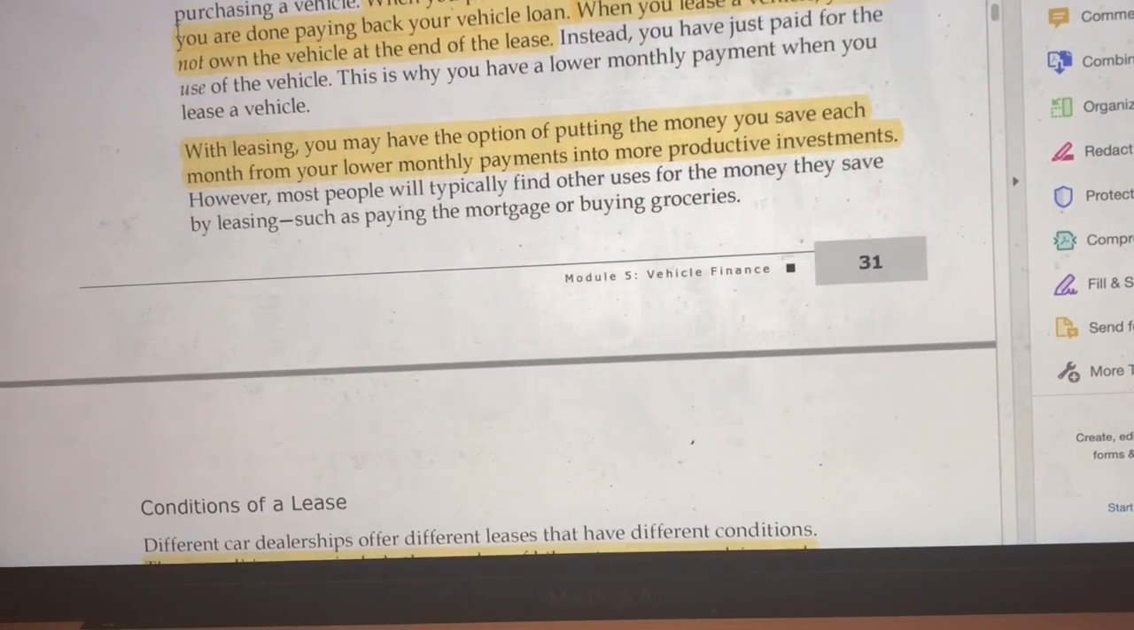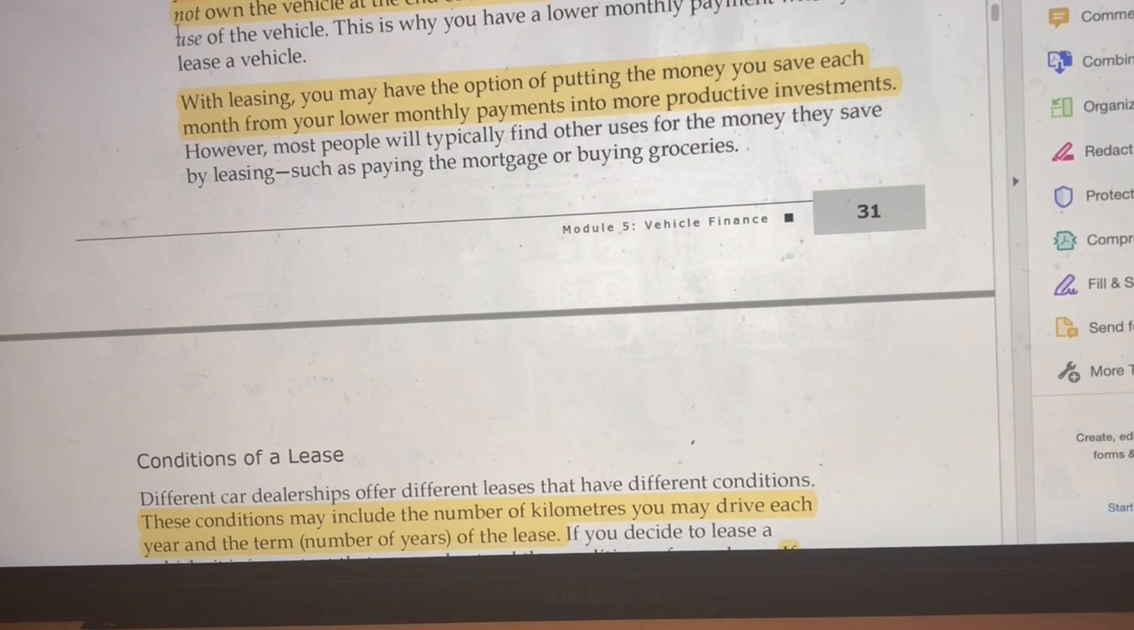Next part, leasing a vehicle. When you purchase a vehicle, you own that vehicle once you're done paying back your vehicle loan. When you lease a vehicle, you do not own the vehicle at the end of the lease, as we mentioned before. That's an important distinction to remember.